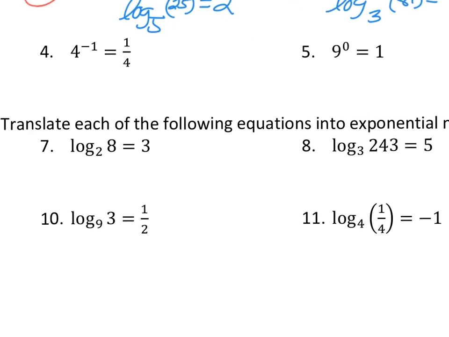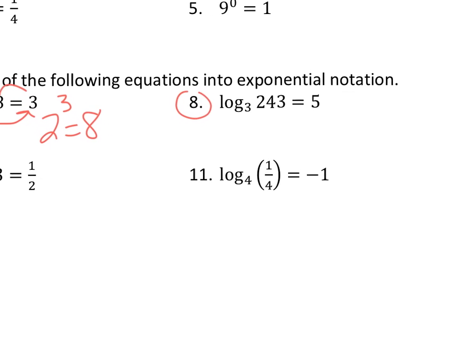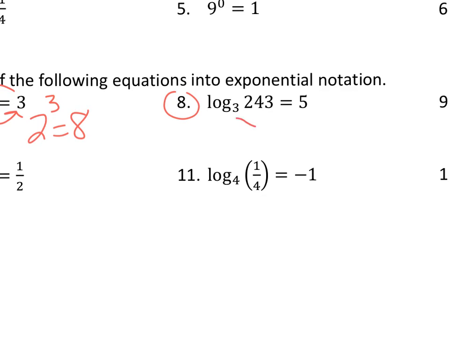Okay, for the next one, you're going in the other direction. I find this direction a lot easier, where you convert back into exponential from logarithmic form. So let's go ahead and do 7 and 8. For 7, the 2 lifts the 3 on its shoulders, and it equals what's inside. So 2 cubed is equal to 8. When you come over here, 3 to the 5th is equal to 243.